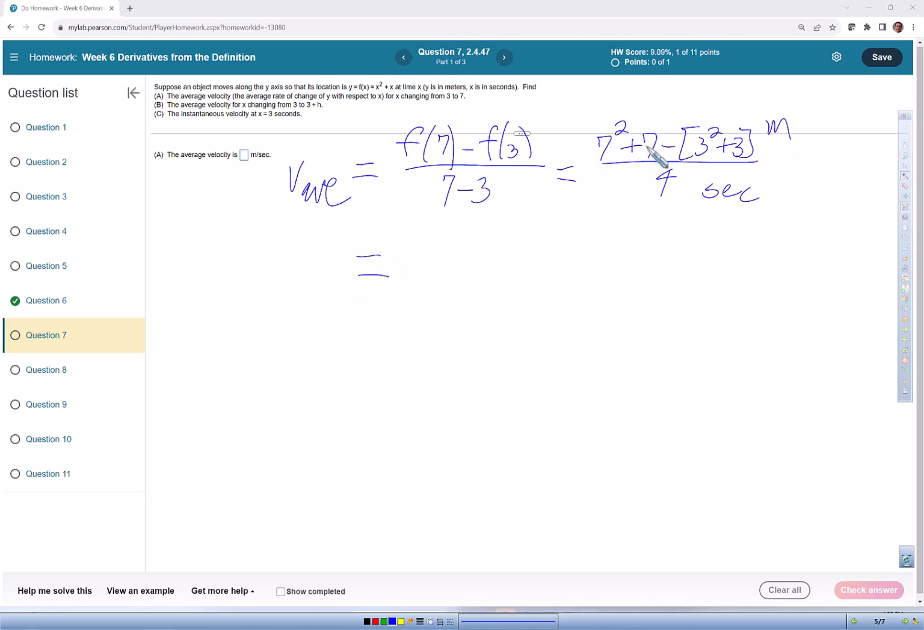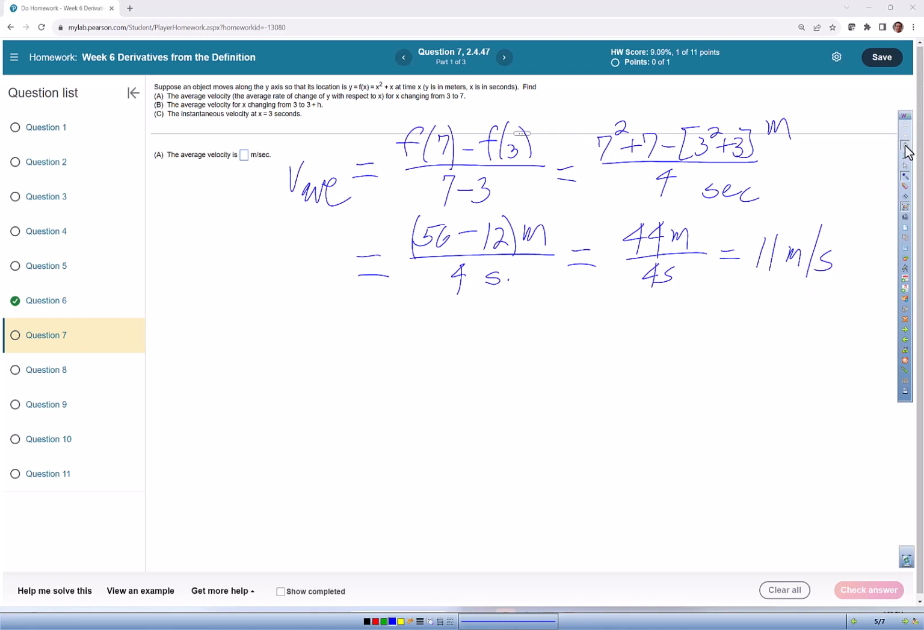So that's 49 plus 7, which is 56, minus 9 plus 3, which is 12. And this is meters divided by 4 seconds. So that's going to be 44 meters divided by 4 seconds, or 11 meters per second.